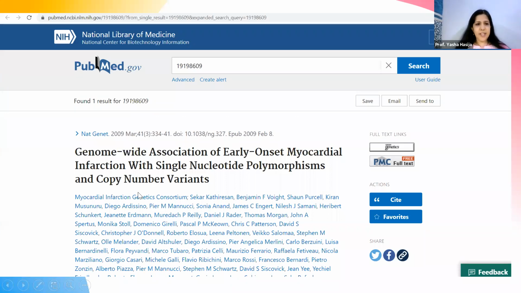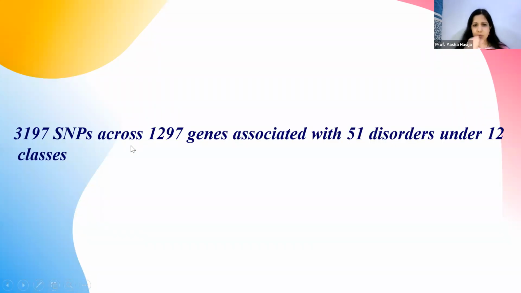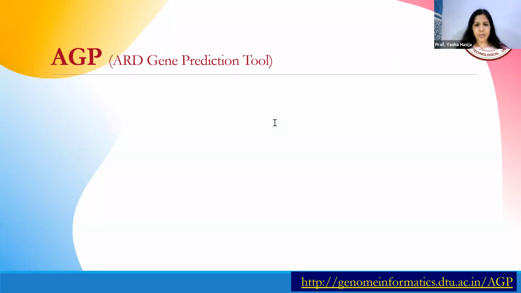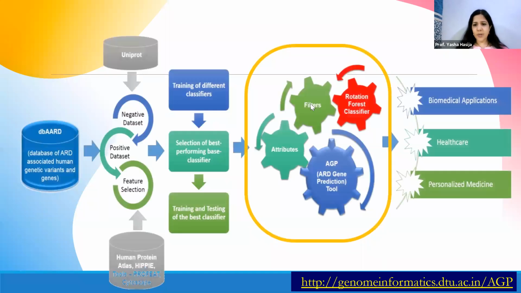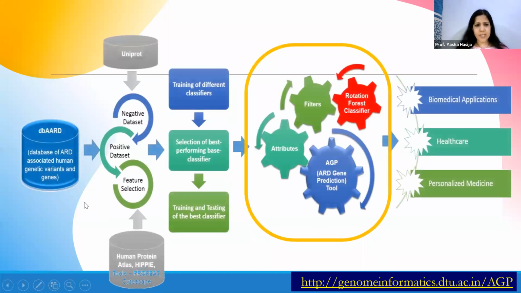So our database hosts 3197 SNPs across 197 genes associated with 51 disorders under 12 classes, right? Next, since our database was developed, our next step was to select the attributes and develop a predictive tool, because that is what our main purpose was, right? So we developed this tool which is known as AGP, also known as the age-related disorder gene prediction tool.